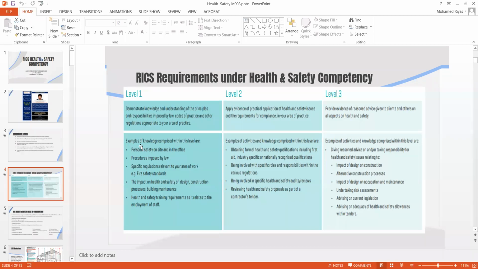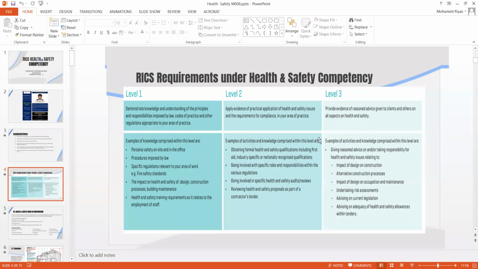Another outcome they're expecting in level 1 is health and safety training requirements as they relate to the employment of staff. When it comes to level 2, which is doing and showing experience, RICS targets obtaining formal health and safety qualification, including first aid and industry-specific, nationally recognized qualification, being involved in specific roles and responsibilities within the various regulations, being involved in specific health and safety audit reviews. We're going to have a look at that. And reviewing health and safety proposals as a part of contractor's tender.